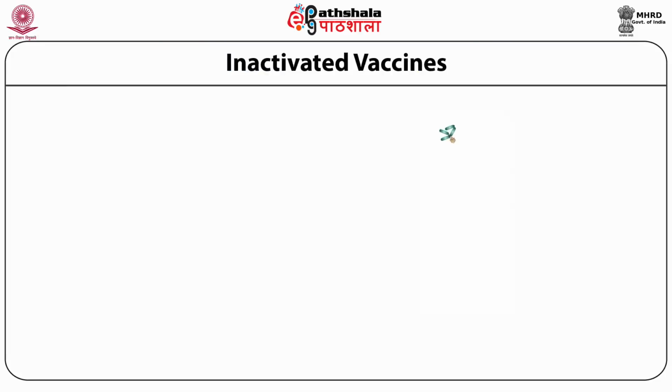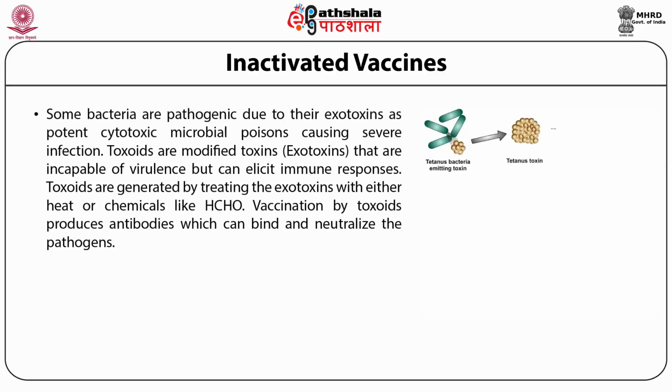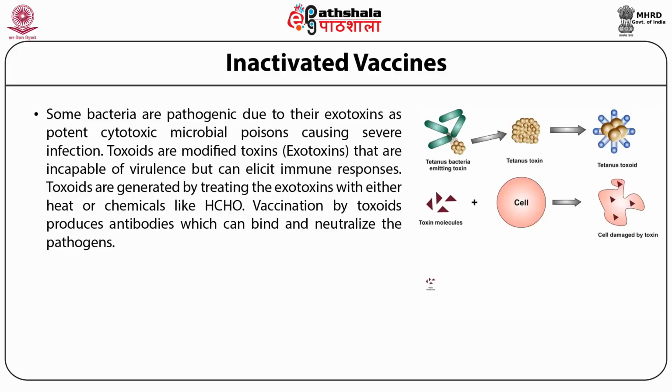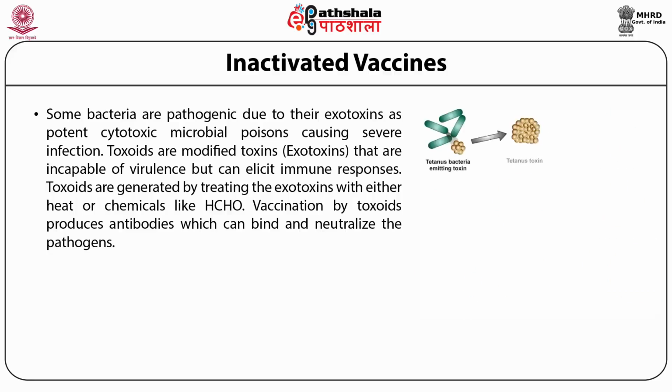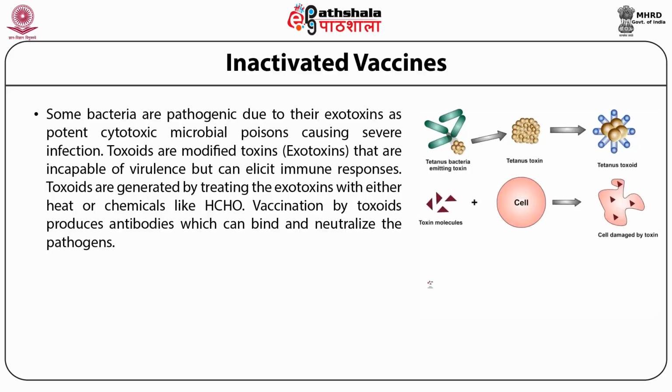This slide shows how toxoid vaccines have been developed. Some bacteria are pathogenic due to exotoxins, potent cytotoxic microbial poisons causing severe infection. Toxoids are modified toxins. These are exotoxins that are incapable of virulence but can elicit immune responses. Toxoids are generally generated by treating the exotoxins with higher heat or chemicals like formaldehyde. Vaccination with toxoids produces antibodies which can bind and neutralize the toxins.